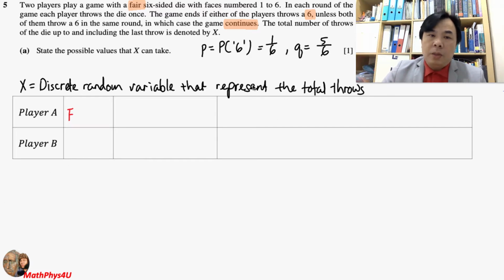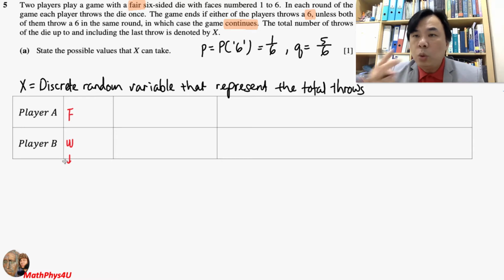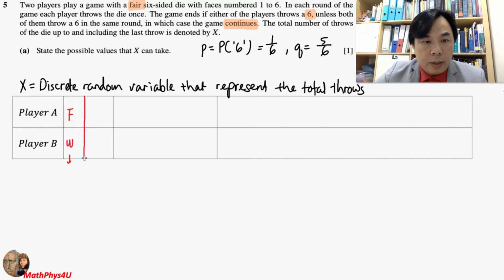Now let's continue on from where we stopped just now. Let's assume that when we start the game, player A failed to get a 6. I'll label that as F, whereby player B successfully got a 6. Therefore, the game ended, so here we have a winner. By looking at this first round, there is a total of 2 throws. So this is one of the possibilities. Or I can label it: it's possible that when player A throws, player A will be able to get a 6.